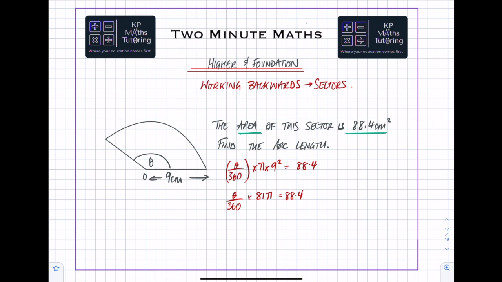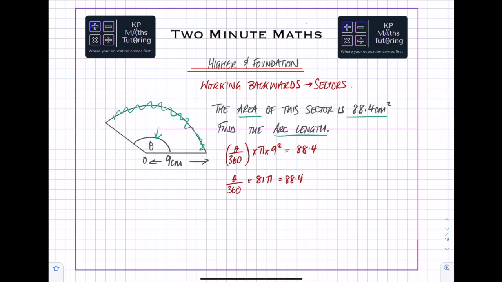So what I now need to work out is it's asking me to find the arc length, which means I need to find this. Now, in order to find that, what I then need to do is find the angle first. So in order to find the angle, I write down everything I know. So in any maths question, just think to yourself, what do I know? And here's what I know.